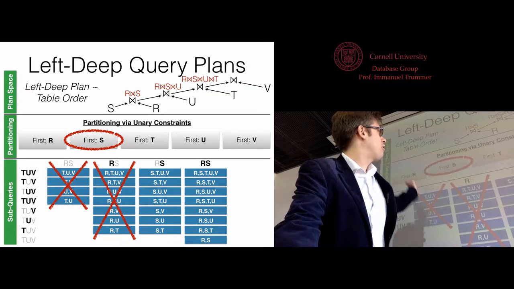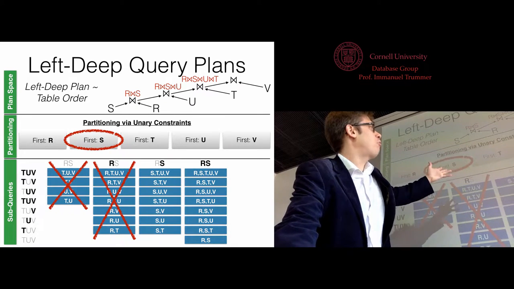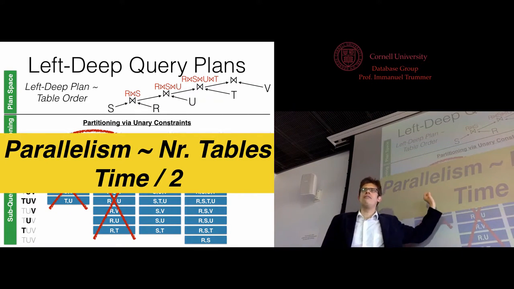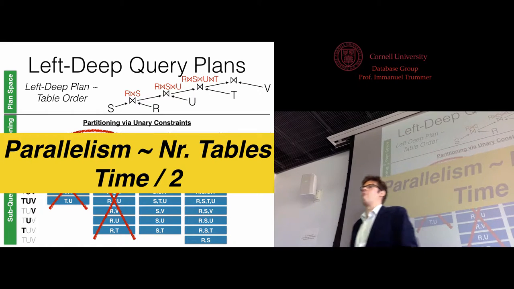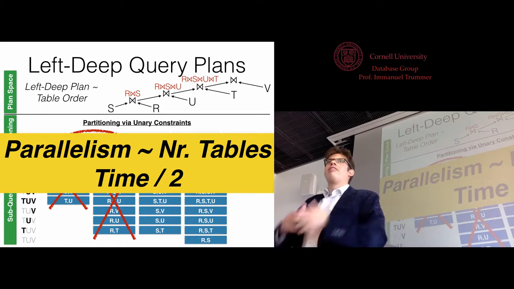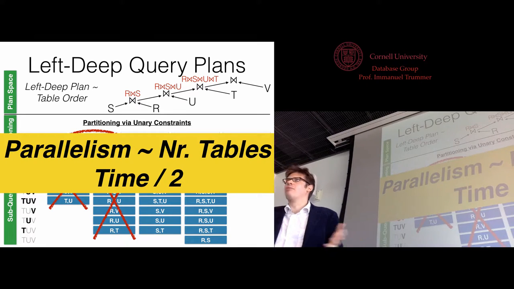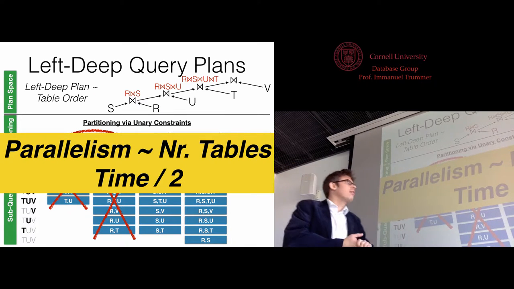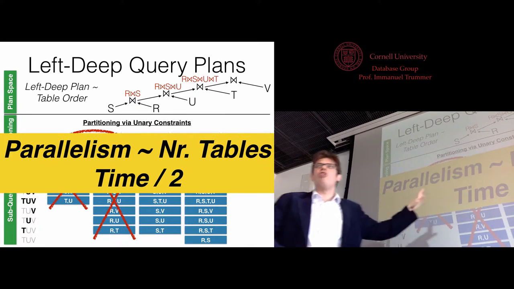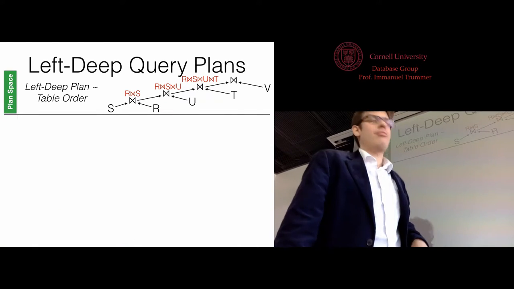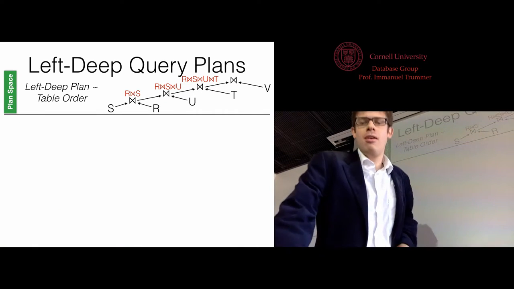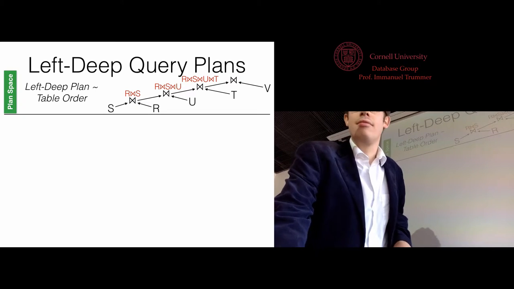Now, this means that if we exploit a degree of parallelism that is proportional to the number of tables, then we can divide execution time by 2. Now, that's a relatively moderate decrease of execution time, of course, or optimization time, more precisely. Let's see how we can do better than that. We can do better than that by using a different type of constraints.